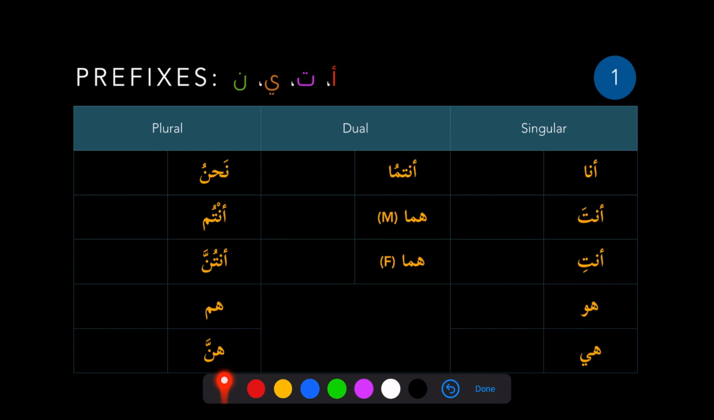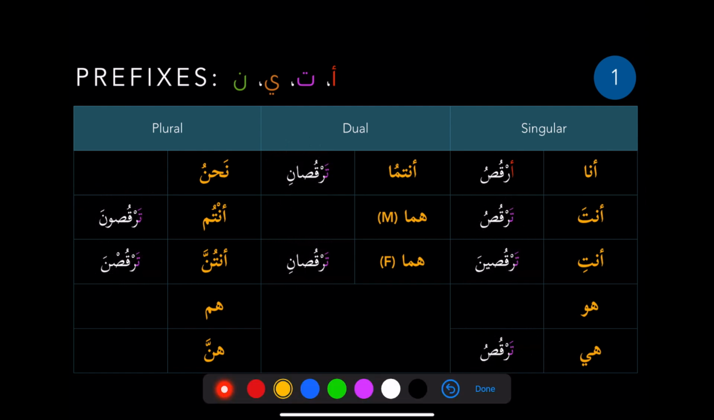The hamza seated on the alif corresponds to the ana pronoun. The ta prefix is used for all the second person pronouns like anta, anti, antuma, antum, antunna, and it's also used for the third person non-plural feminine pronouns hiya and huma in the feminine.